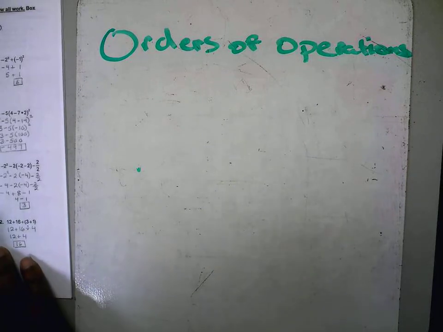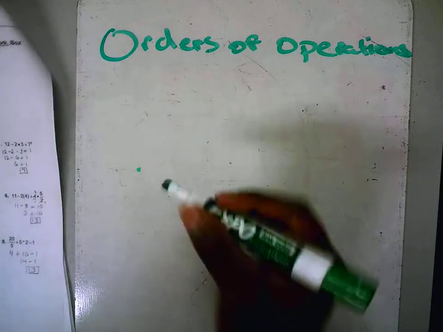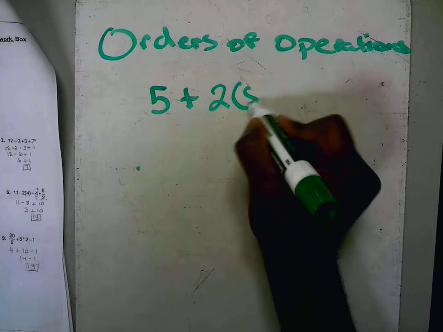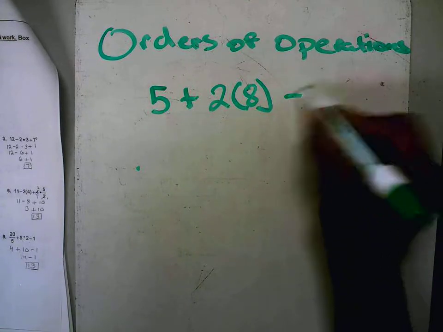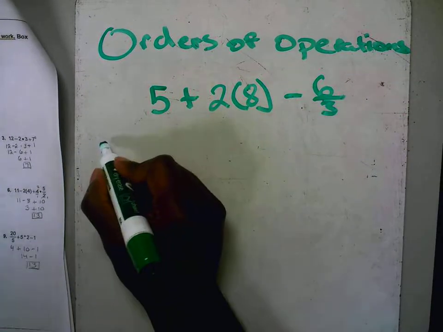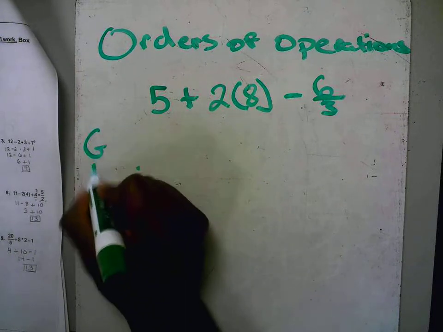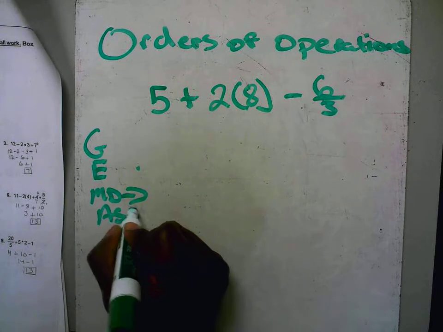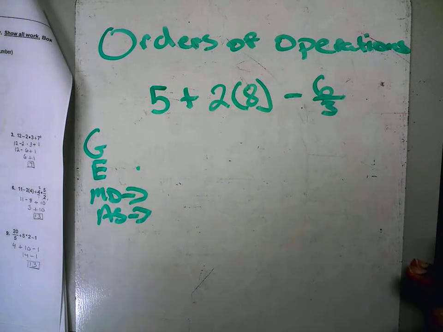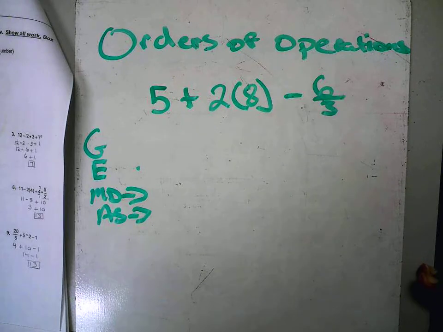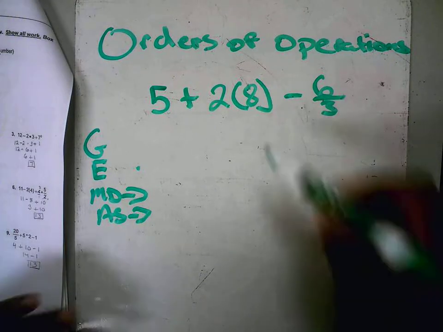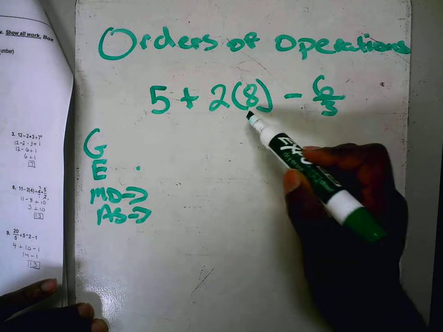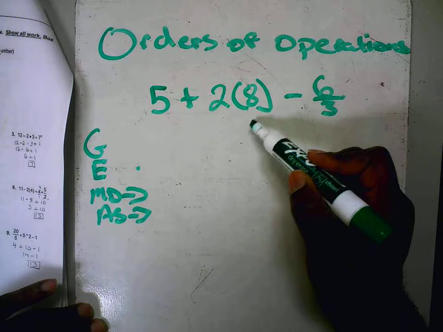Okay, our first problem is right here, is going to be 5 plus 2 times (8 minus 6 divided by 3). And I'm always going to write down GEMDAS. Alright, the first thing we're going to do is look for grouping. Okay, this is our checklist. Grouping. Do we have a grouping? Yes, we do. We do have parentheses, but we have to see if there's anything to simplify inside these parentheses. Is there anything to simplify?